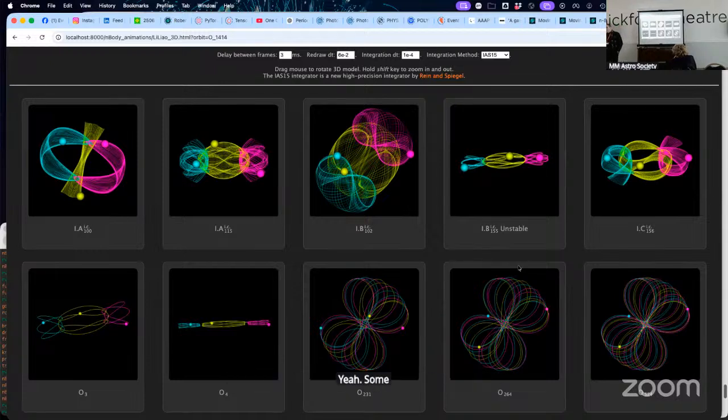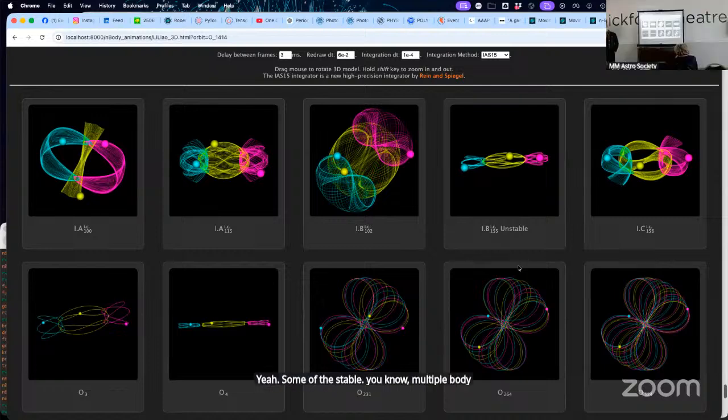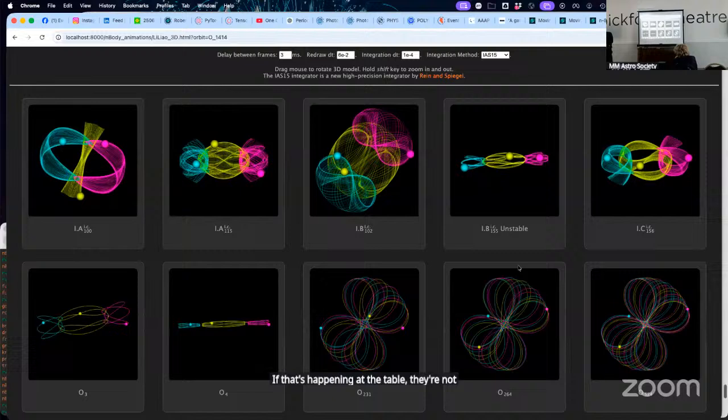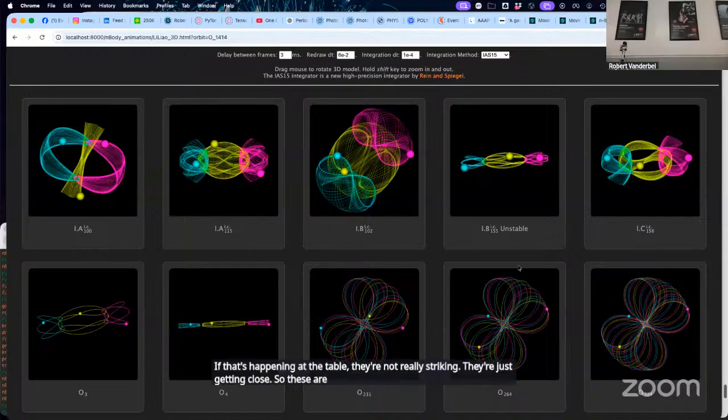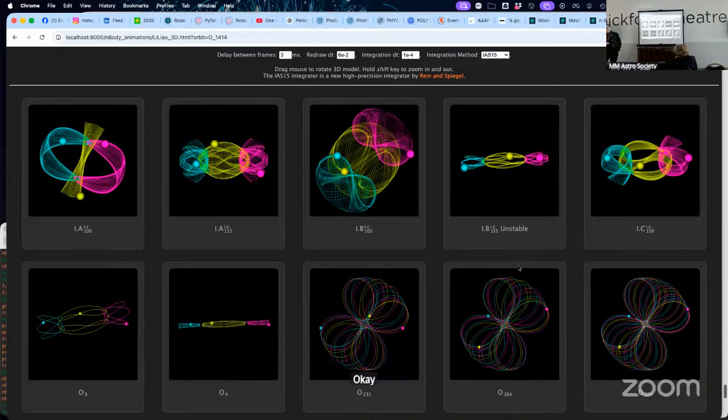Some of the stable multiple body problem ones seem to show the bodies breaking each other. If that's happening, is it stable? They're not really striking, they're just getting close. These are infinitely small dots, so we're not letting them hit. I'm just making the body big enough so they can look nice in the image together. Okay. They have masses. Right.